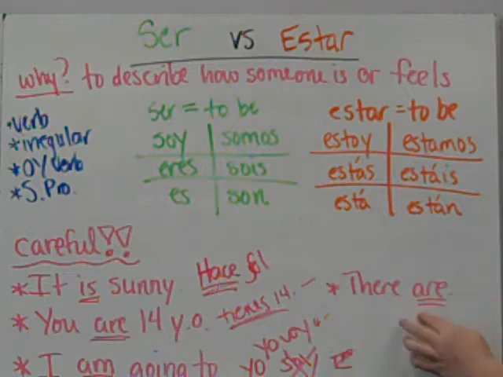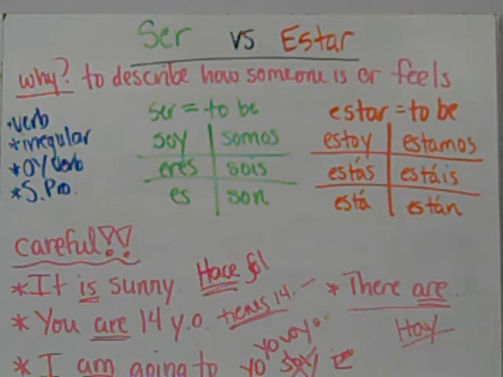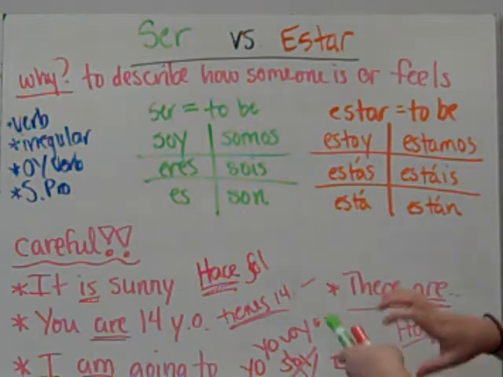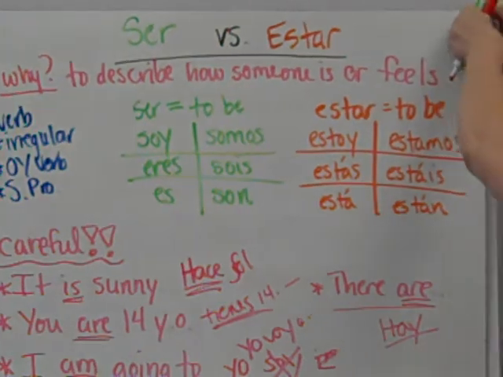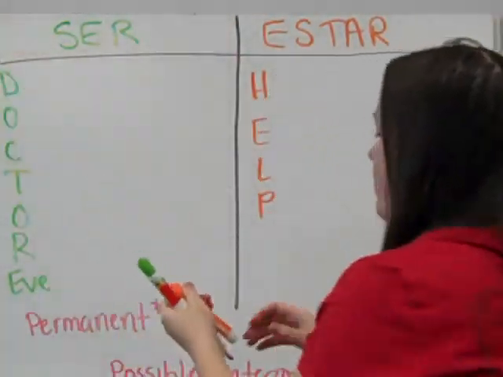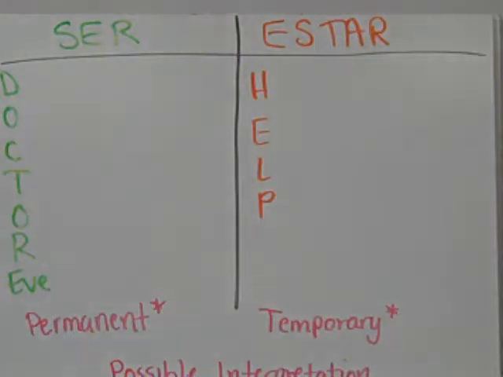And here's another one. There is or there are. I see a lot of people using son or están for this, but there is a verb haber in the conjugated form hay. Alright, so please pause this and complete these charts. You have both of them in previous notes.